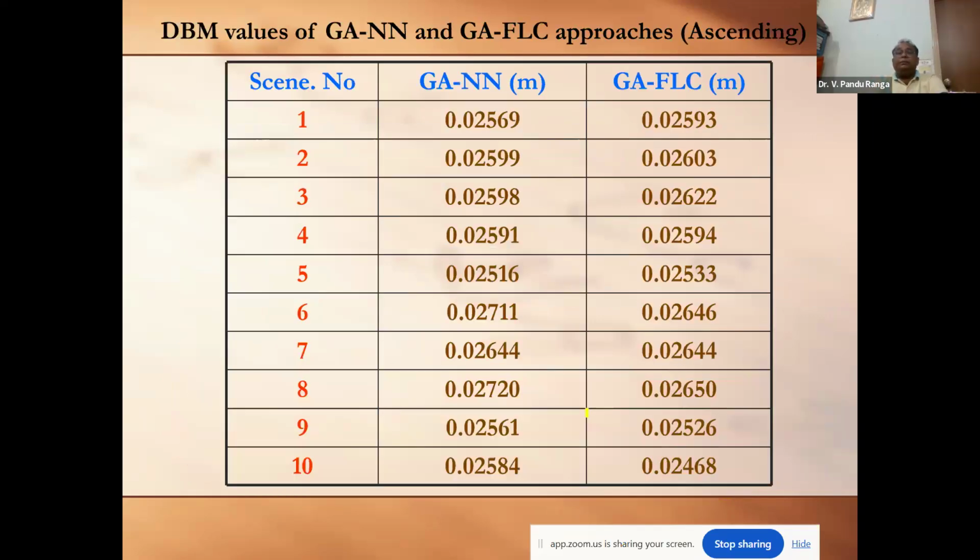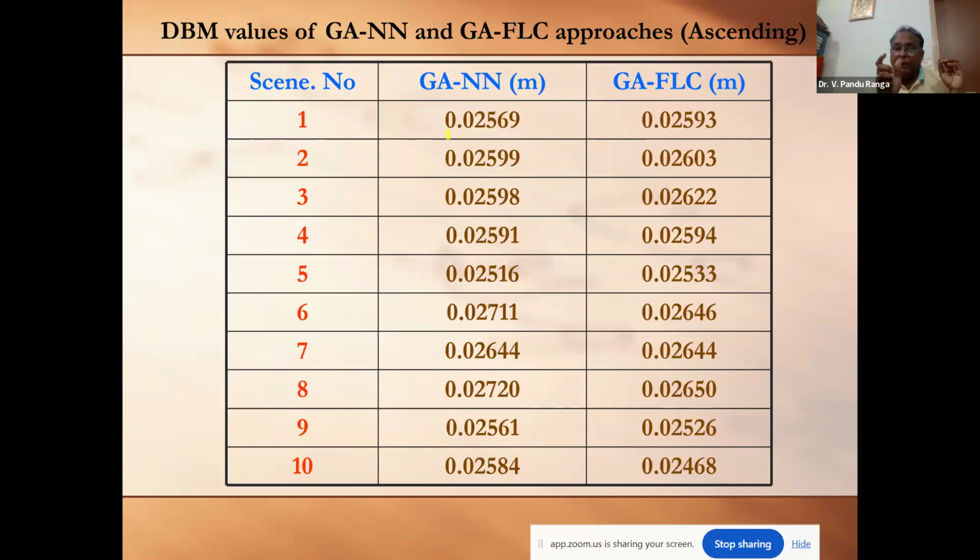And once both the algorithms are developed, the GNN and GFS algorithms will be used for ascending and descending the staircase. So it has been tested. The table shows the dynamic balance margin values in meters. The length of the foot is 0.06 meters, that is, 60 millimeters, and on one side it is 30 millimeters.